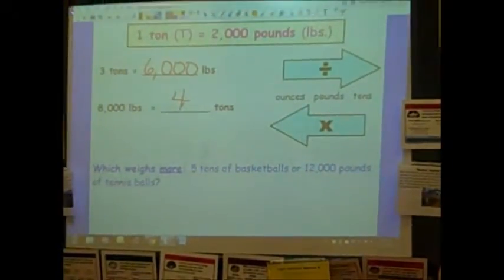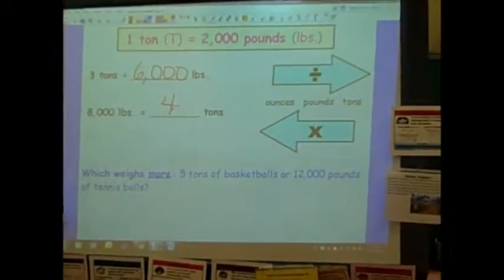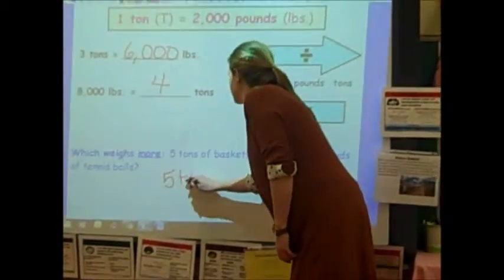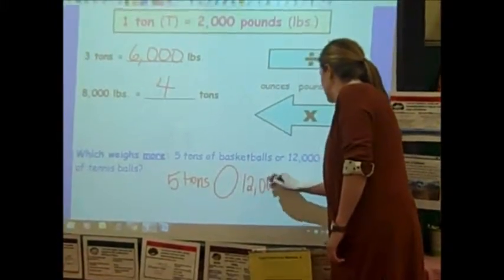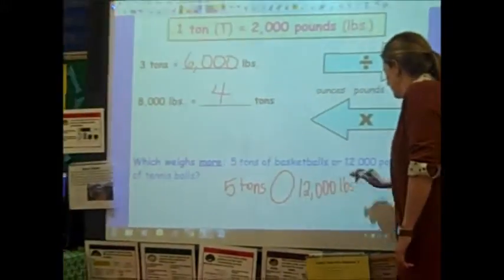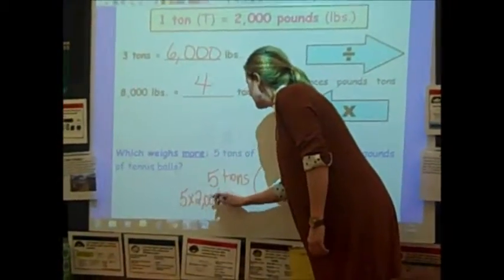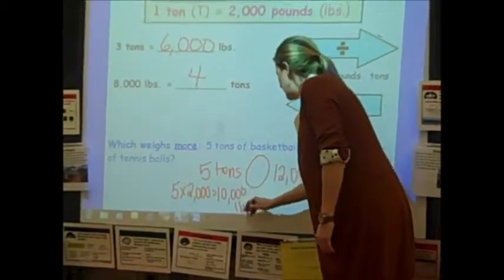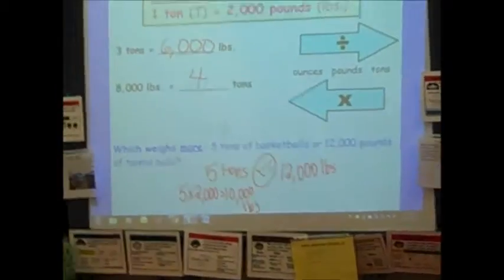And what would weigh more? 5 tons of basketballs or 12,000 pounds of tennis balls? 5 tons is how many pounds? If I know that 5 groups of 2,000 is 10,000, I can see that 12,000 pounds weighs more than 5 tons.